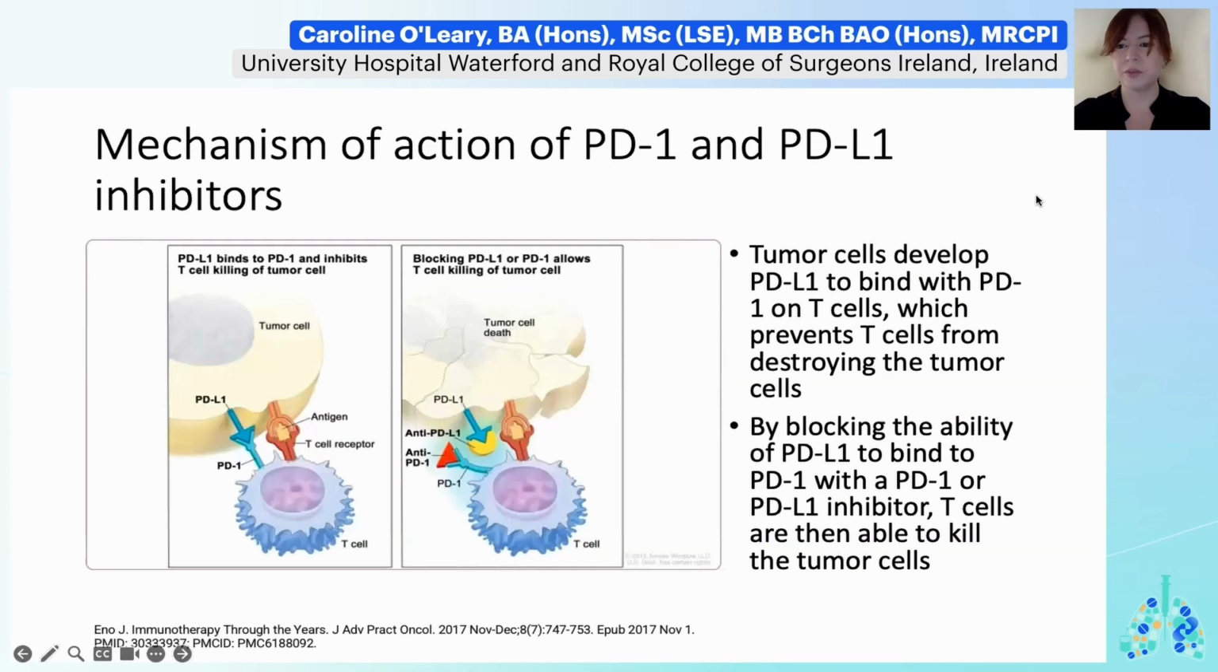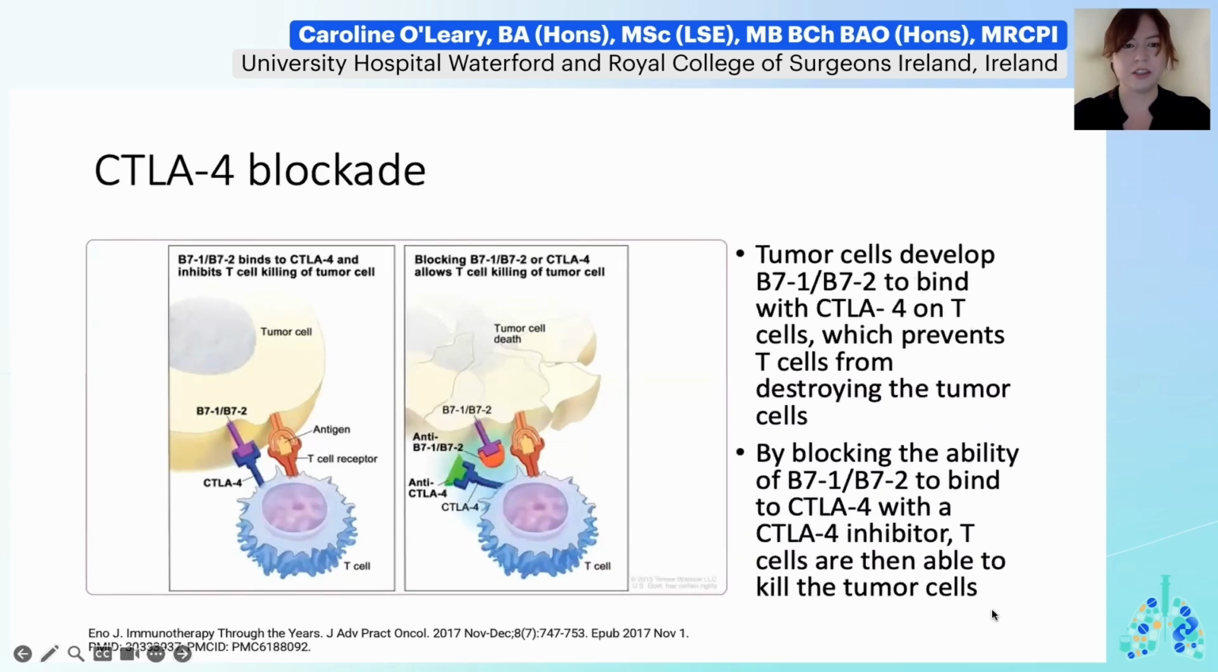So the mechanisms of action for both of these drugs are relatively similar. Tumor cells develop a PD1 ligand, which then binds to the PD1 domain on the T cell. This inhibits the T cell, prevents it from recognizing the tumor cell, and prevents it from destroying the tumor cell and activating. So by blocking the ability for PDL1 to bind to PD1, the T cell recognizes that the tumor cell is immunogenic and will destroy it as it would any bacteria or other pathological cell.